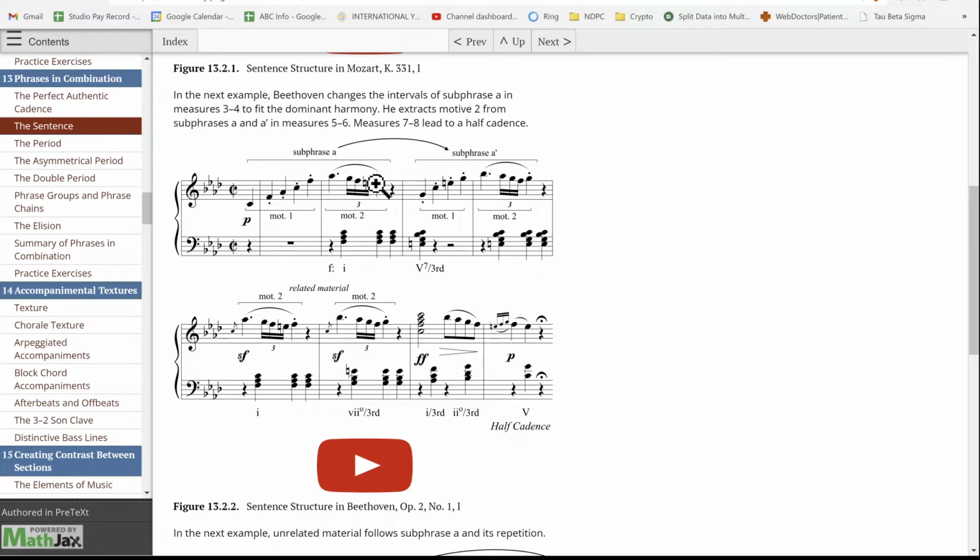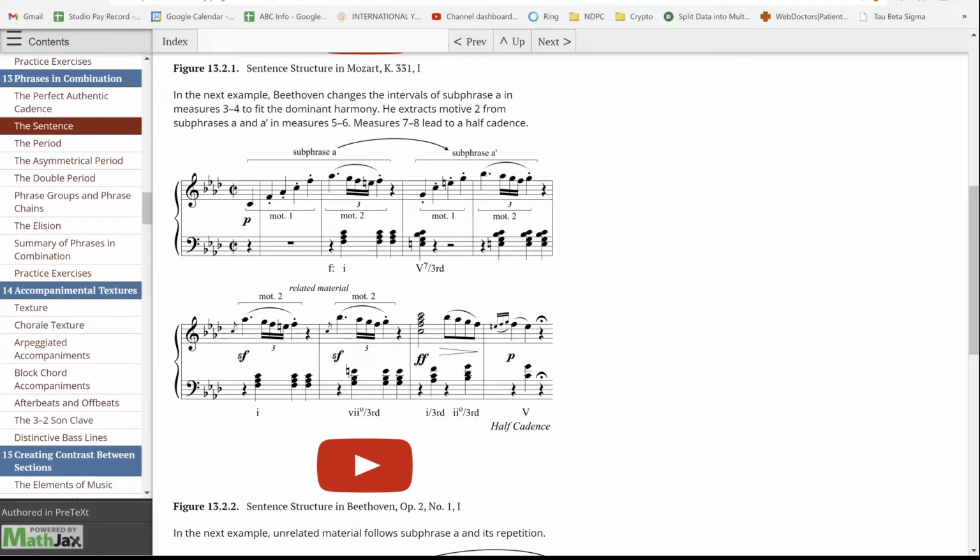Okay, so you need motif 1, motif 2, combined for subphrase A prime, because it's almost identical, just moves up a little bit. Then the second motif repeats. You see that? How this motif is the same rhythmically as here. Dotted quarter, triplet 16ths followed by a quarter. That's how you know it's the same motif. Motifs are mostly rhythmic. I repeat, motifs are mostly rhythmic. That's something to remember, okay? Obviously, they can be intervallic as well, but the rhythms really matter. All right, so hopefully you now understand what a sentence is.